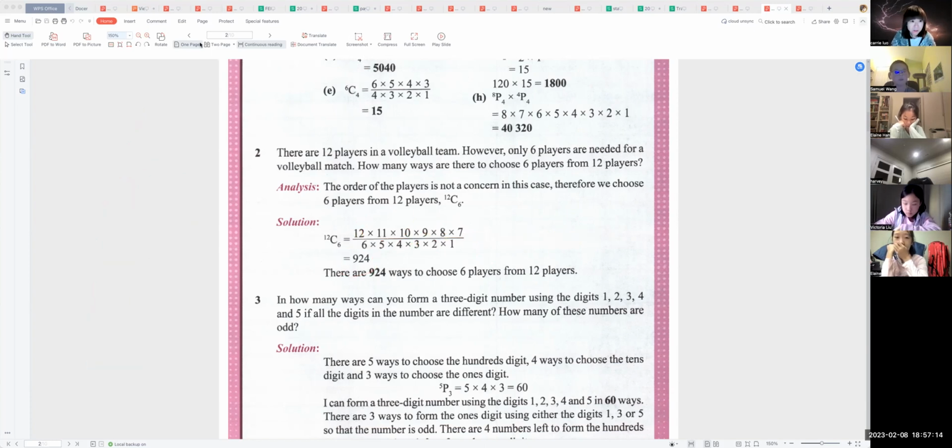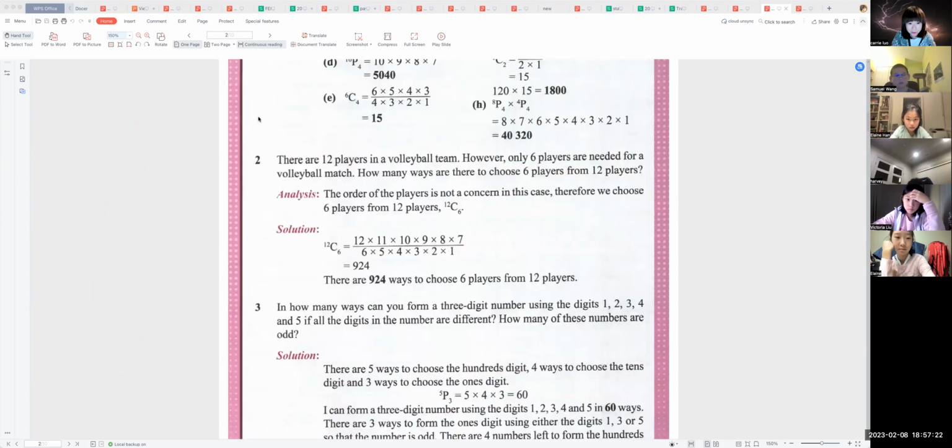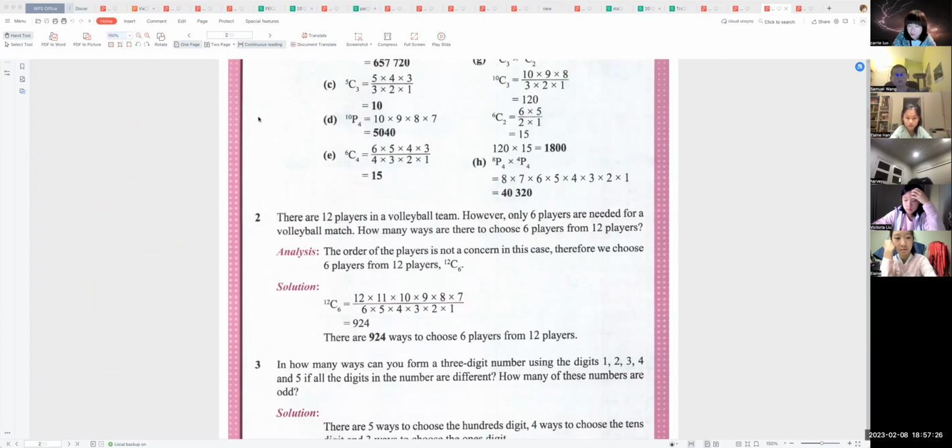So now let's take a look at this one. Oh, I just don't show you the answer. So in how many ways can you form a 3-digit number using the digits 1, 2, 3, 4, 5 if all the digits in the number are different? How many of these numbers are odd? Okay, so let's take a look at this one. So first of all, how many numbers are there altogether, everybody?